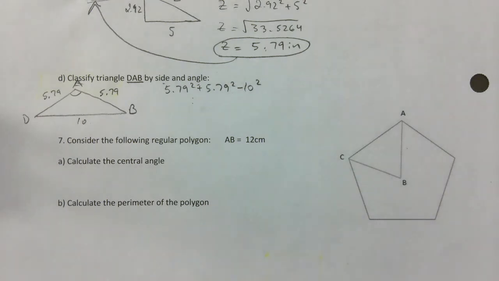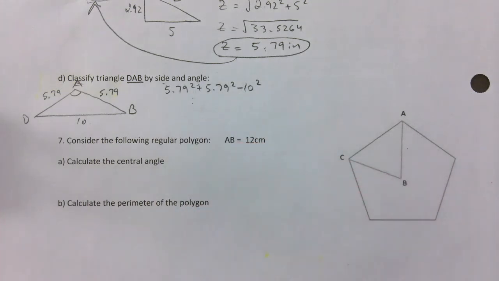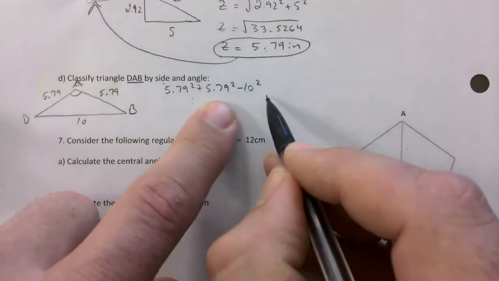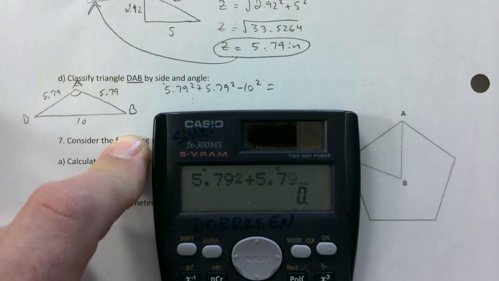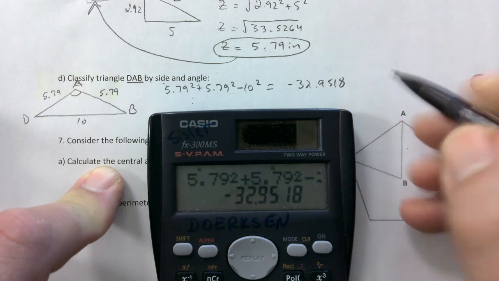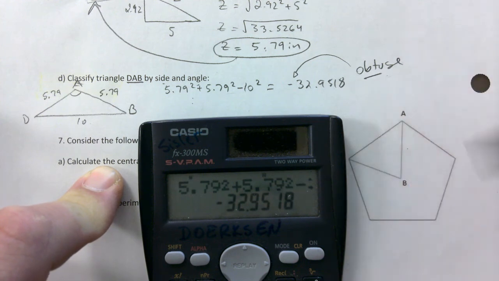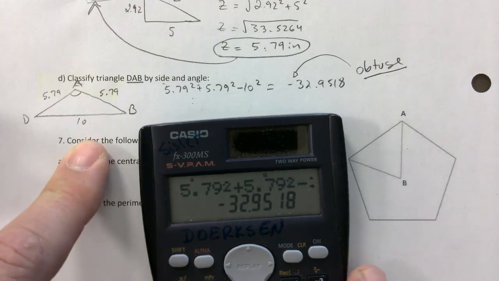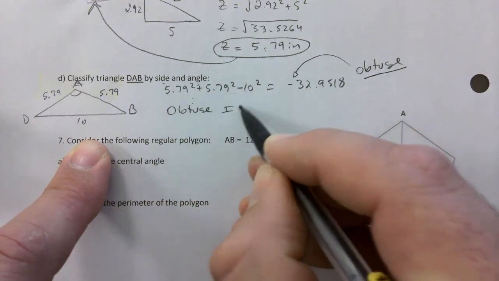We're not even going to solve the whole thing. Because remember, this is the top of the cosine law formula. So we're going to see if this is negative. Go ahead and figure that out. 5.79 squared plus 5.79 squared minus 10 squared, which is 100. Yes, we get a negative. Because of that, it's obtuse. That's obtuse. So this is an obtuse isosceles.